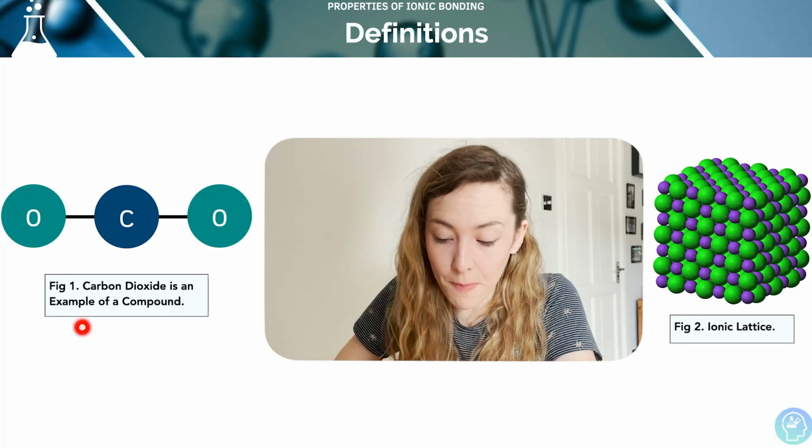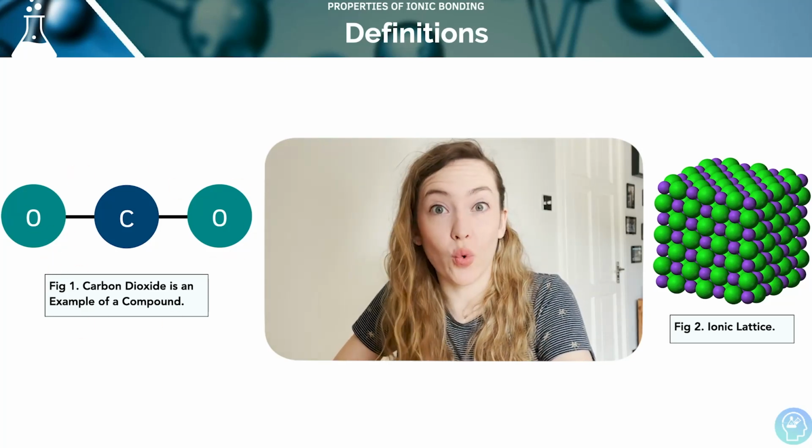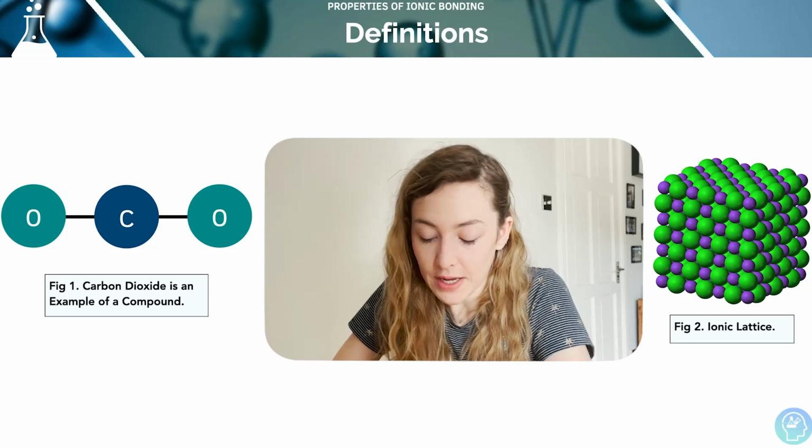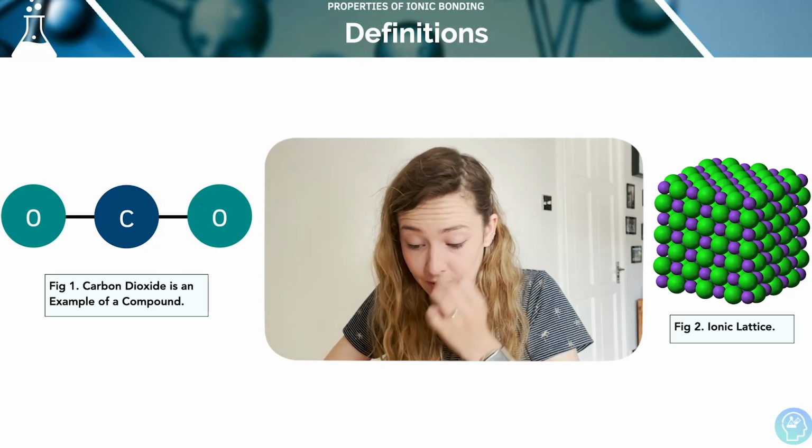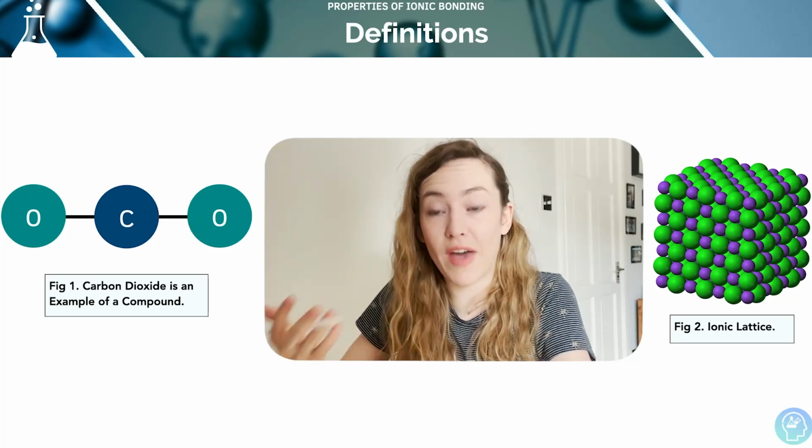I'm sure you've seen this before in your prior study of chemistry, but we've got a compound over here. A compound is formed when two or more elements join together. So carbon dioxide, we've got carbon and oxygen bonded together, and those are bonded together with a covalent bond.